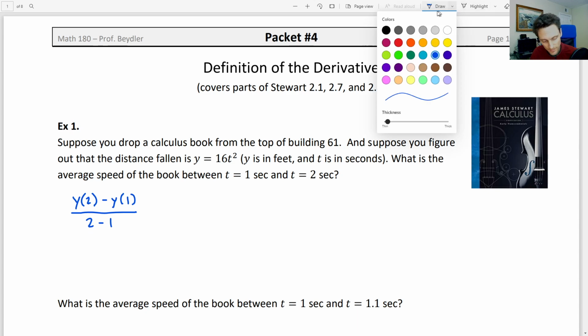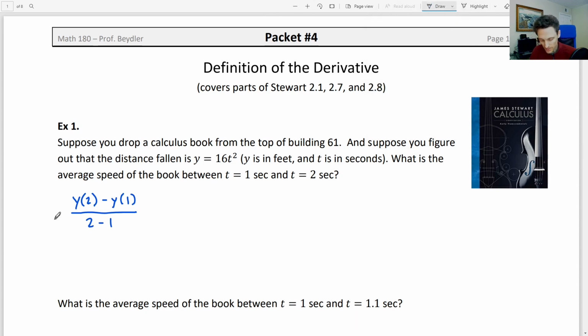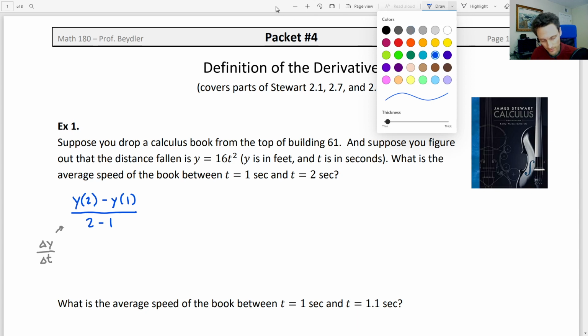And in fact, you might have already seen some notation that looks something like this. This is like delta y over delta t, where the delta just represents the change in this kind of variable here. This is the change in the y variable and the change in the t variable. You can treat y as either a variable, like a dependent variable in this case, or you can also treat it like a function. You can think of this as y of t. You can go back and forth between those two thoughts.